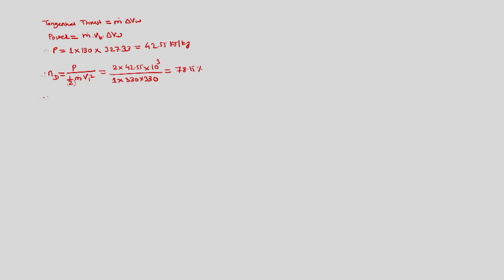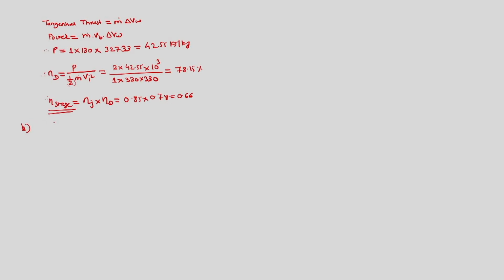Now we can find out stage efficiency, and stage efficiency is nozzle efficiency into diagram efficiency or blade efficiency. So nozzle efficiency is 0.85 and diagram efficiency is 0.78. So we get it as 0.66. So this is the stage efficiency.